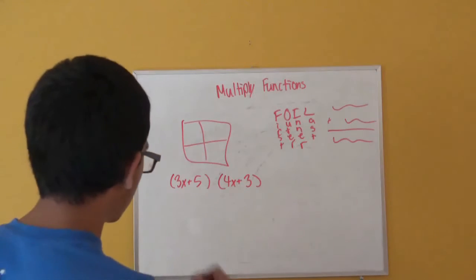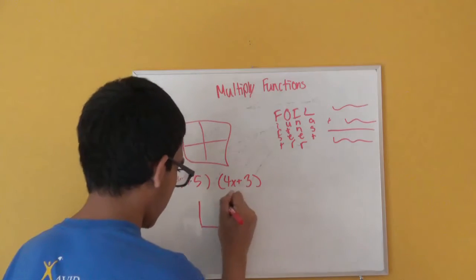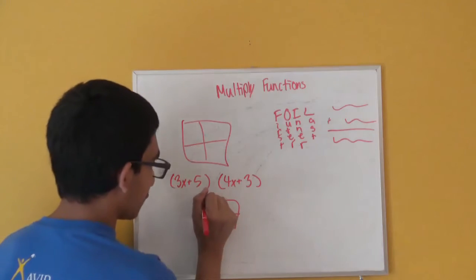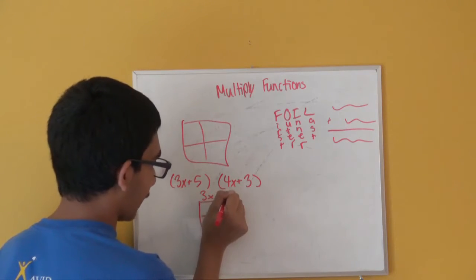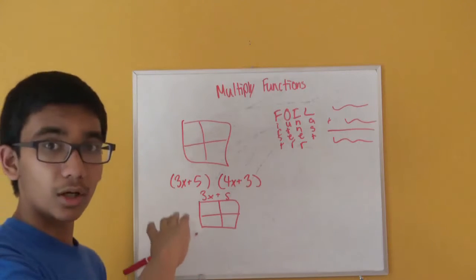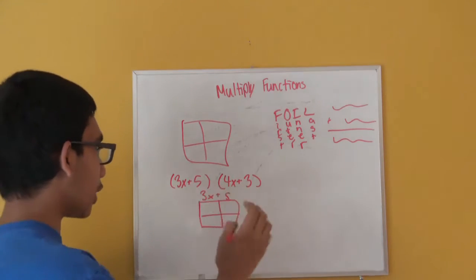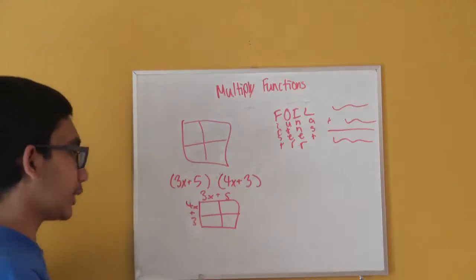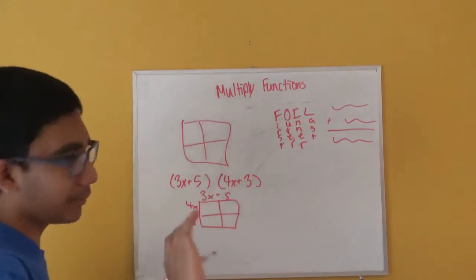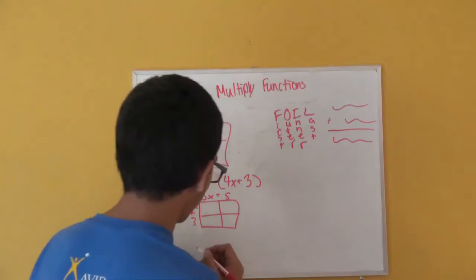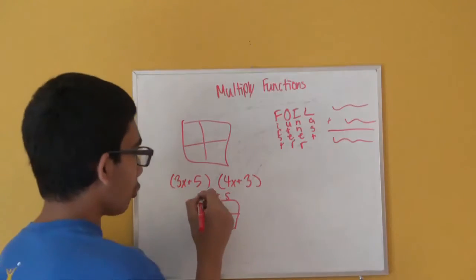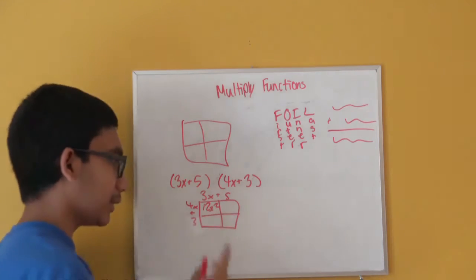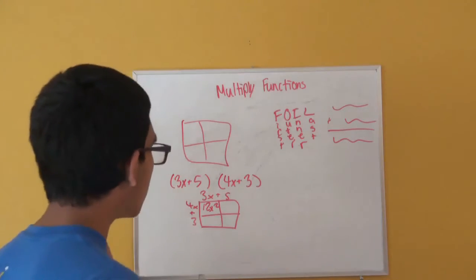Now, let's use the box method first, since I put that in first. We have to put, for example, 3x plus 5 on one, at the top, and 4x plus 3 on the other side. It could be vice versa. You choose the order. I'm not gonna tell you what order. Now we just multiply. So 4x times 3x is 12x squared. So that will be in the top left box.